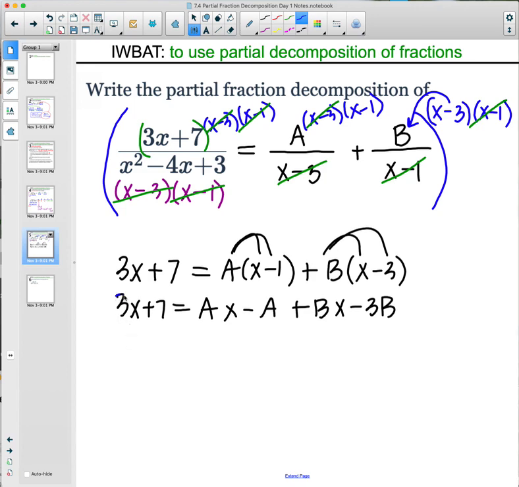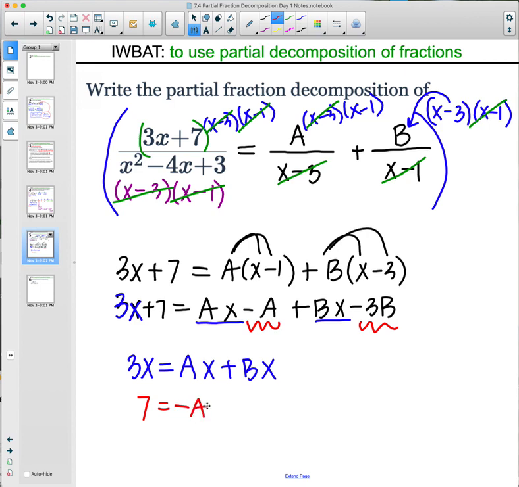So what we want to do is take a look at the 3x, okay, and we know that the 3x has to be equal to the ax plus the bx because those are our x terms. So we know 3x equals ax plus bx. And then same with this constant, the 7 is going to be equal to your constant terms. Okay, so the minus a minus 3b.